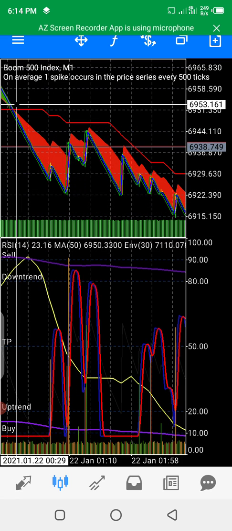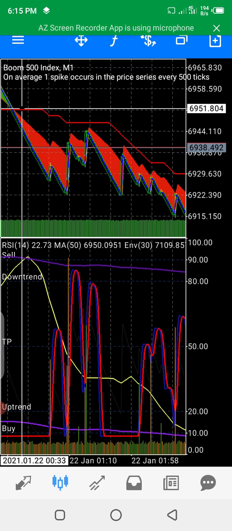Like I said earlier, if we are trading Boom, the trend is supposed to be in a downtrend. And if it's in a downtrend, we are selling Boom. That's the way it's supposed to be.